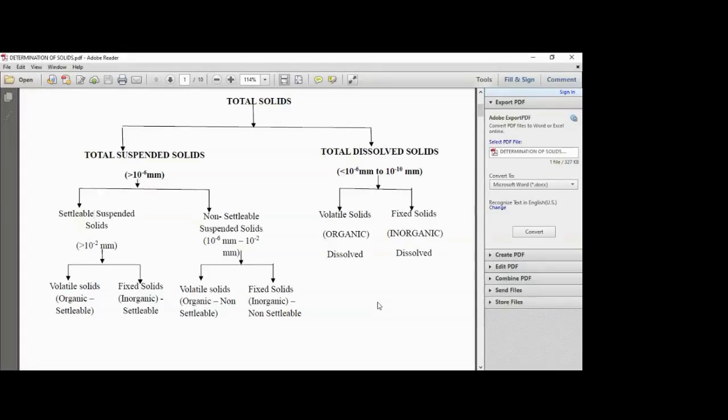So I'm repeating again: settlable volatile solids will get removed in the PST. Fixed solids, which are settlable inorganic solids, will get removed in your grit chamber. Non-settlable suspended solids will get removed in the secondary sedimentation tank because of the redox reaction happening in the aeration tank. And similarly, the total dissolved solids will get removed in the secondary sedimentation tank because of the redox reaction that is happening in the aeration tank, right?